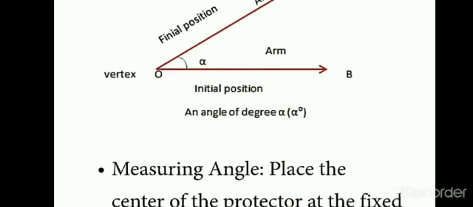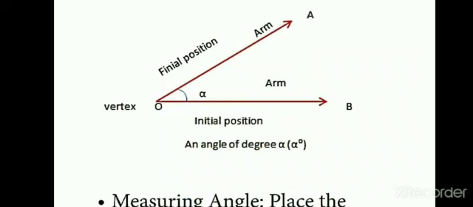See, what they have given here is an angle AOB. You should keep the center of the protractor on the point O. One of the sides of the angle will lie on the 0 degree, and the other side will denote the measurement of the angle, or the degree of the angle, how much it is.